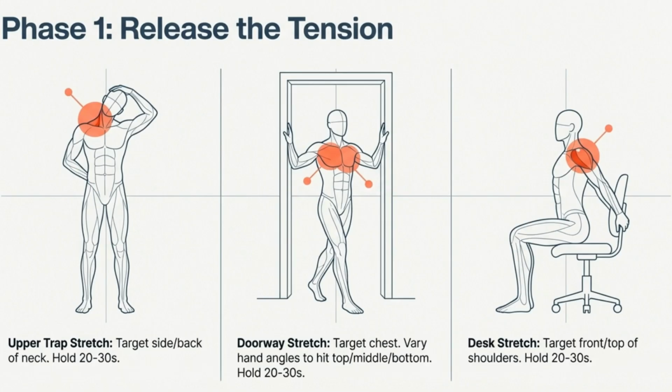Phase 1 focuses on releasing tension. Practice the upper trap stretch for the side and back of the neck, the doorway stretch for the chest, and the desk stretch for the front of the shoulders. Hold each stretch for 20 to 30 seconds.